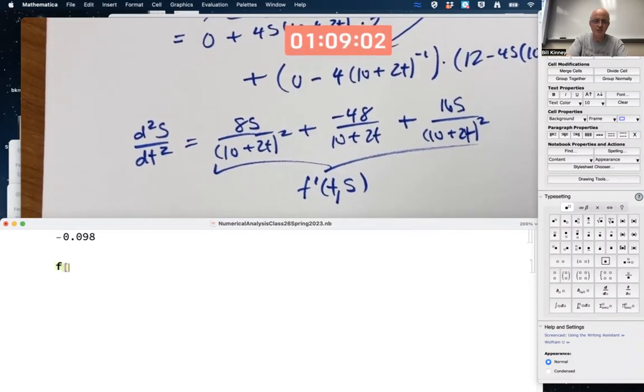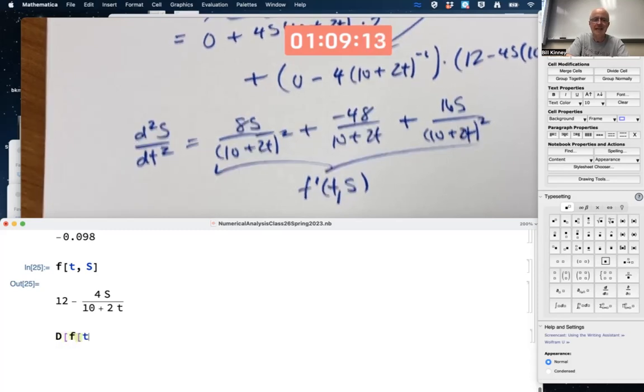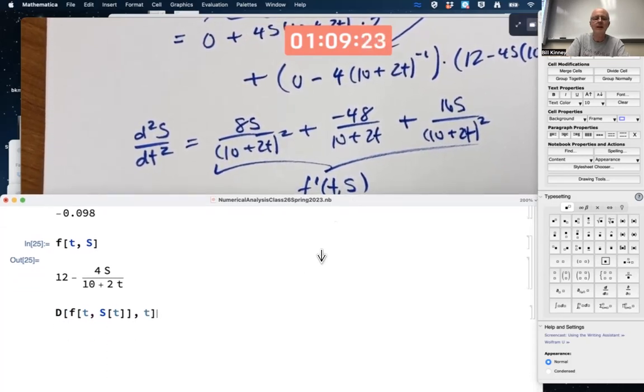So, okay, let's remind ourselves what f of t, s is. It's right there. What I really want to do is differentiate that with respect to t. And then I'm going to go ahead in Mathematica and write an s of t here. This will differentiate using the multivariable calculus chain rule.